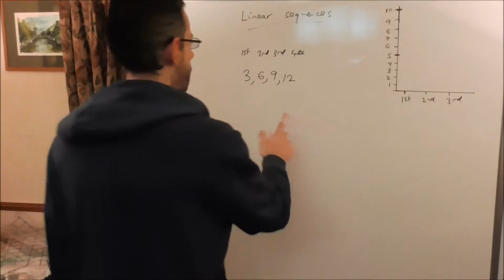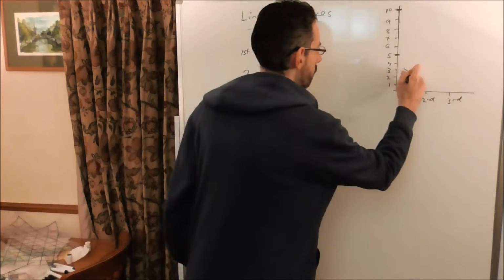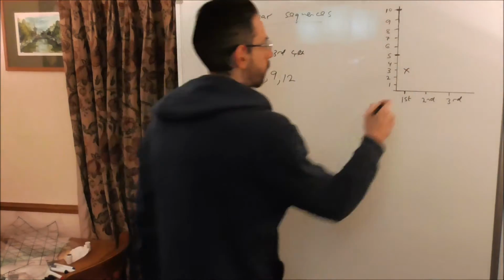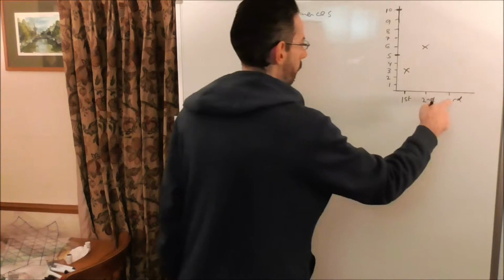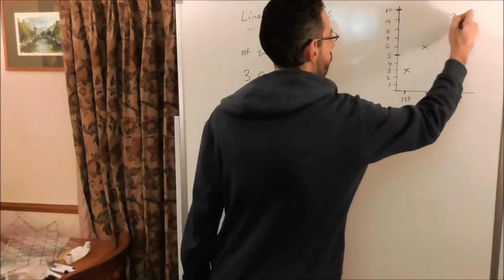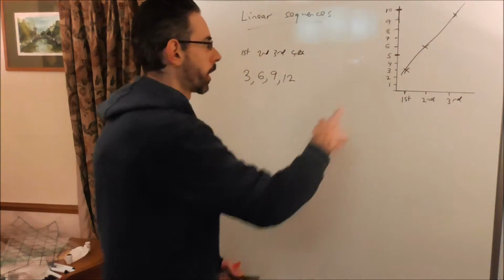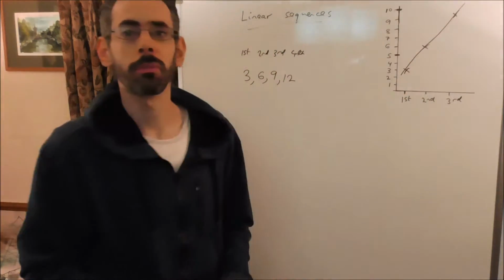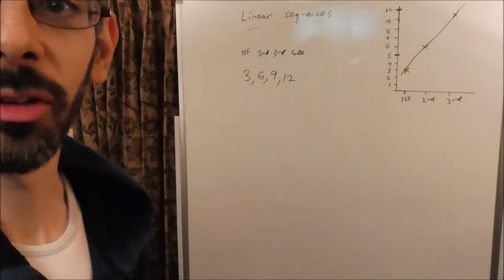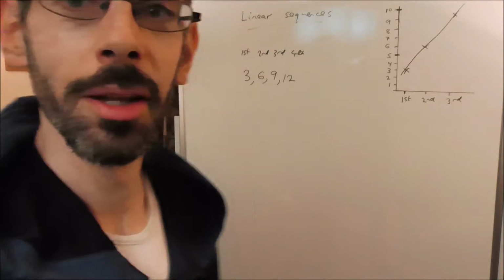So, for example, the first term is 3, the second term is 6, the third term is 9, and you can see that the points lie in a straight line. And it's because they go up by the same amount each time. So a linear sequence is just a sequence that goes up or down by the same amount each time.